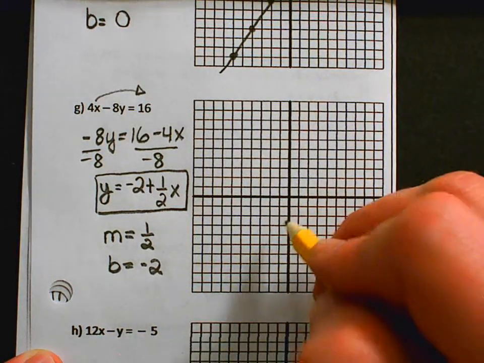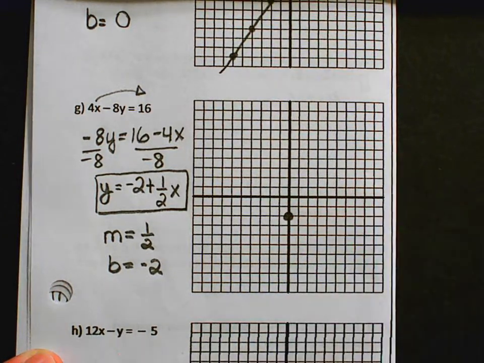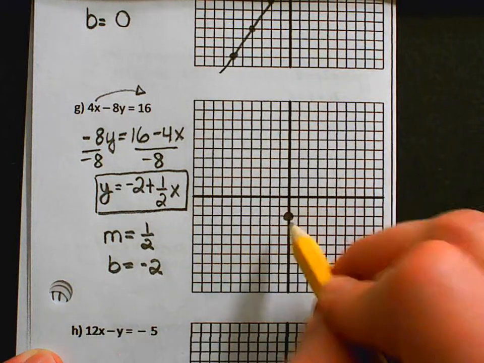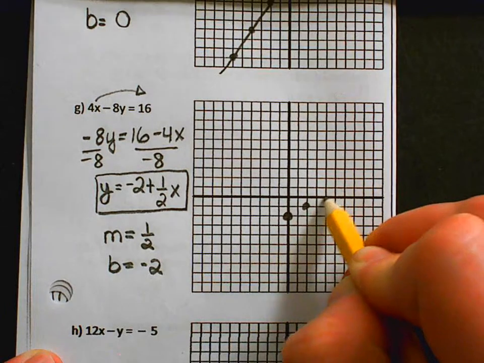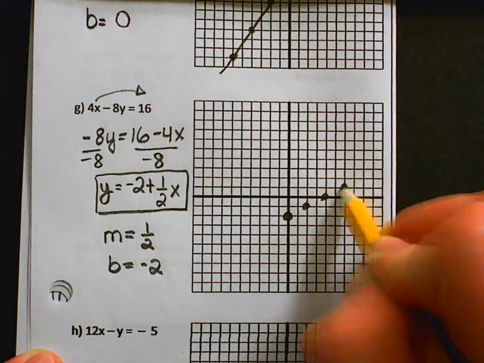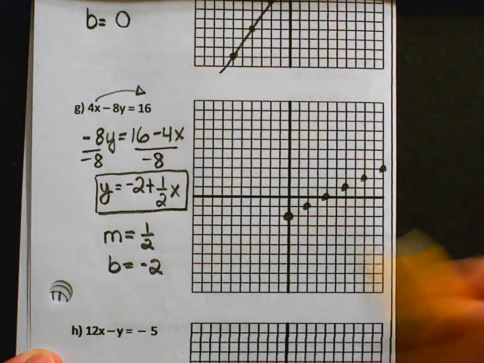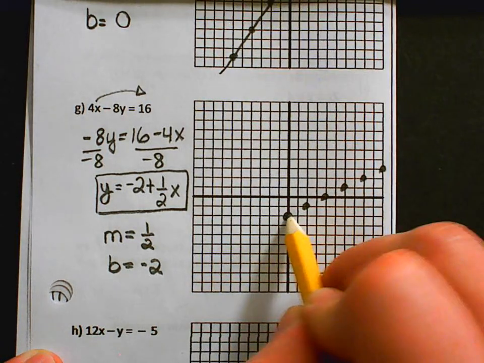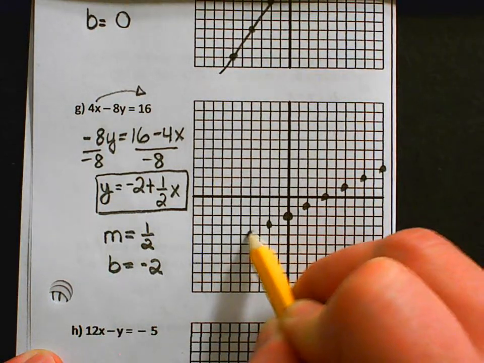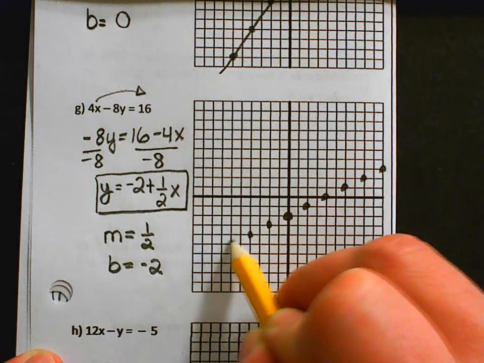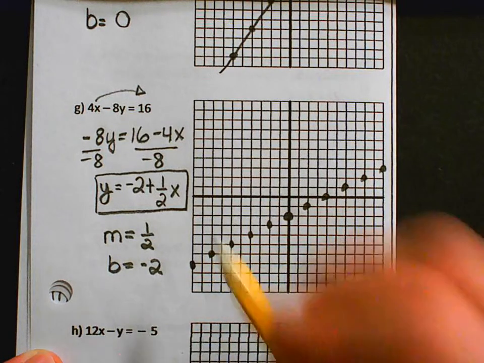With that information, I can come to my graph, and I start the graph with the B, which is negative 2. And then using the slope, I'm going to go up 1 over 2, up 1 over 2, and keep going. Then I'm going to go back to the starting point and go down 1 over 2, down 1 over 2, down 1 over 2, all the way to complete the graph.